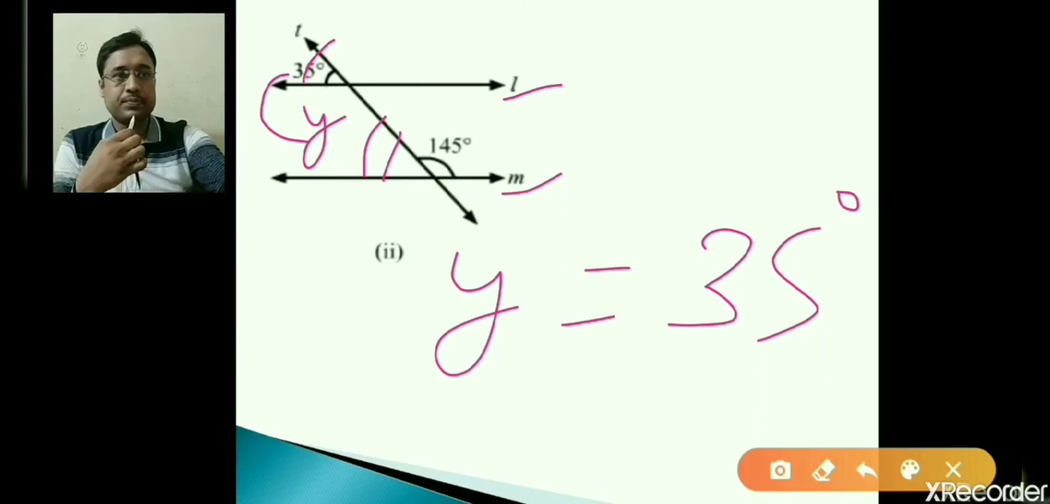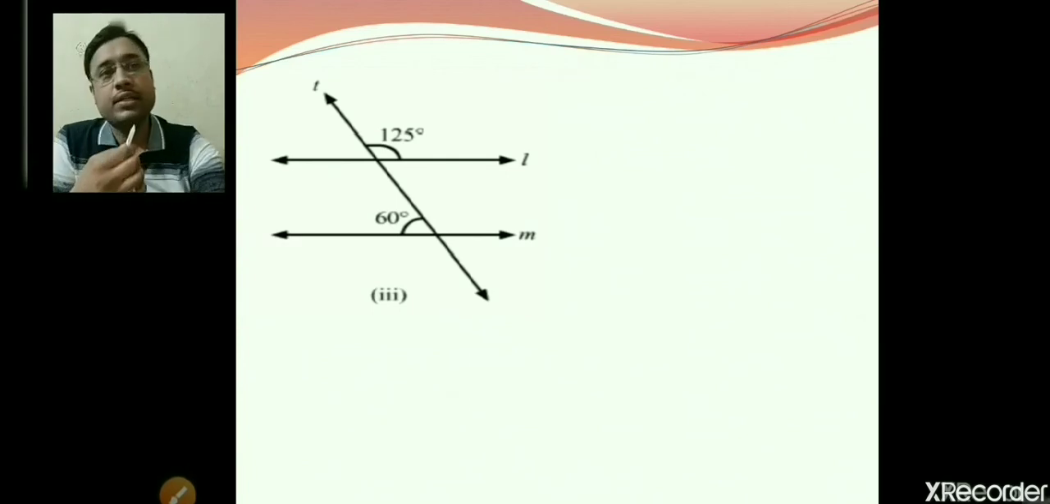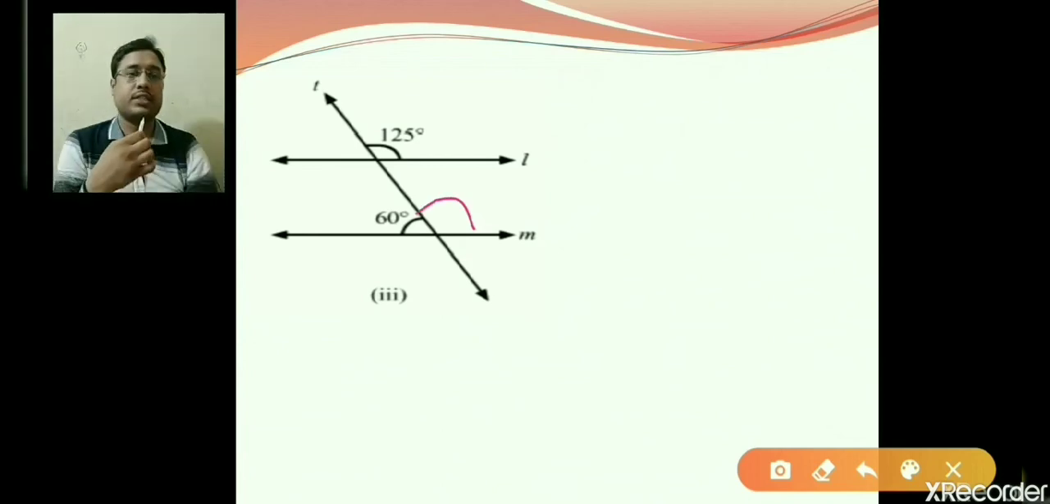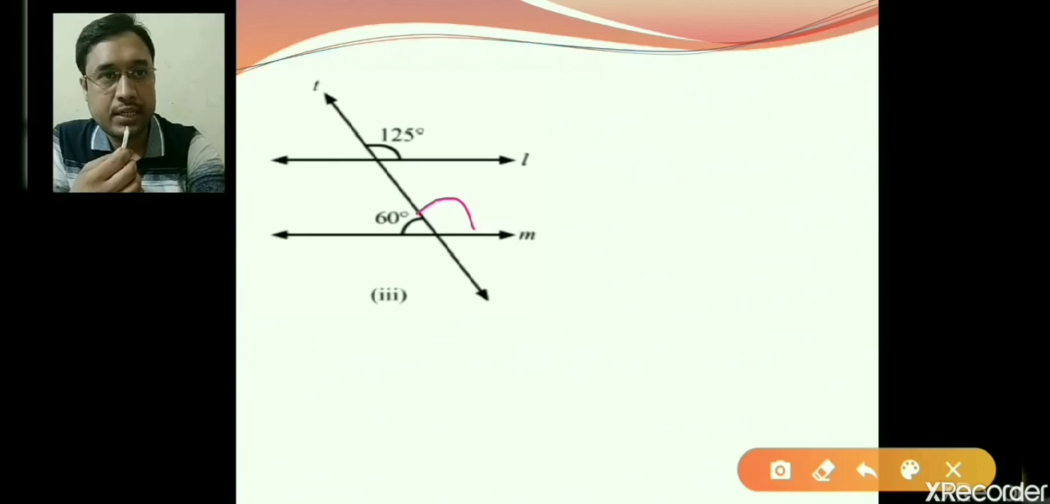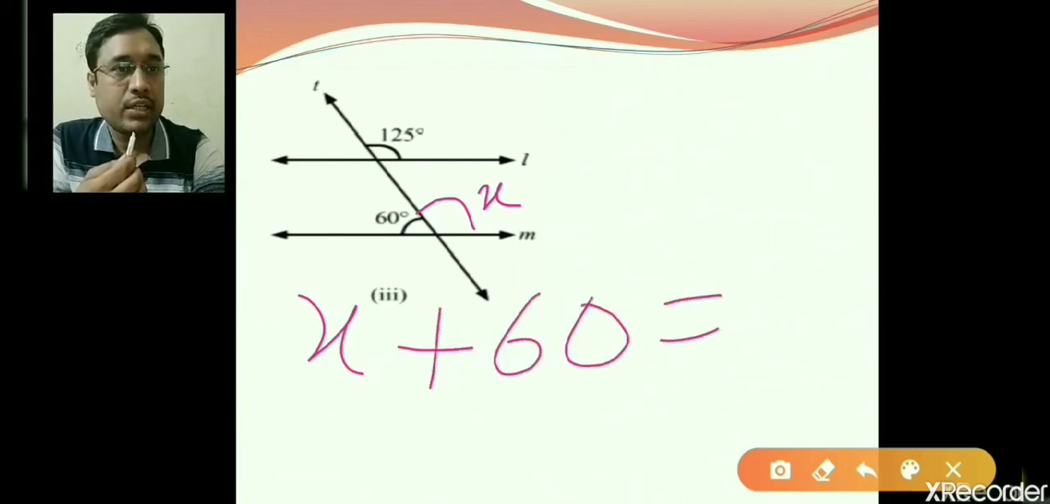Okay, that's fine. Next, see this diagram now. Here again we will take the help of linear pair. You see this angle on the right side of this 60 degrees. So if I take this angle as x degrees, then x degrees plus 60 degrees equals 180.